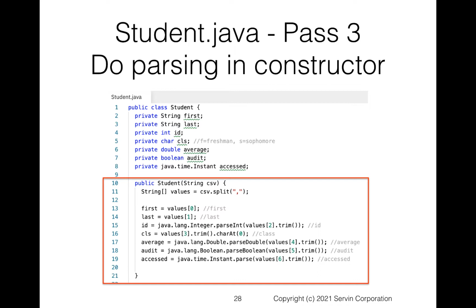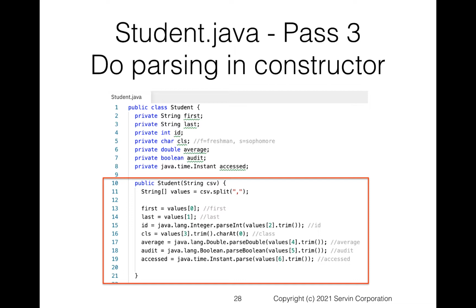Also, notice we trim it. So we take values of 2, which is a string, and we know that in this comma separated format, it may have spaces either before or after that. So by calling .trim, we trim out those spaces. So java.lang.Integer parseInt, we trim out the spaces. So that means the parseInt only gets the value that's left after it's been trimmed.